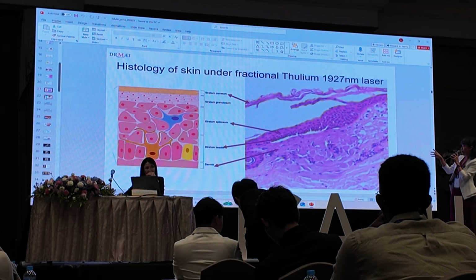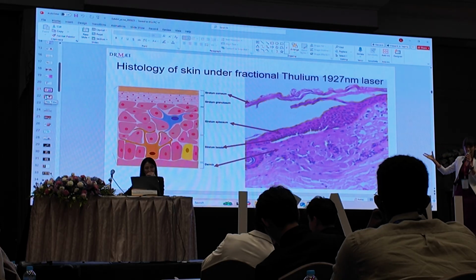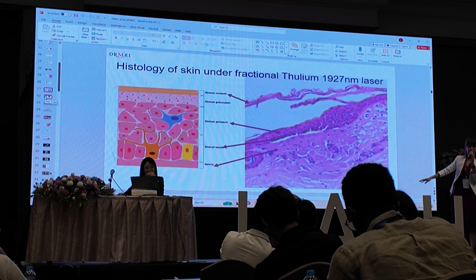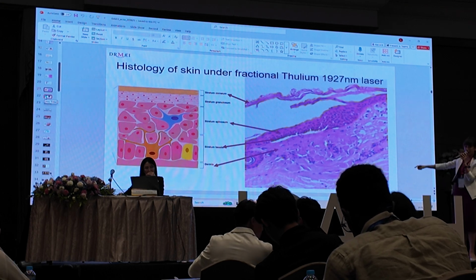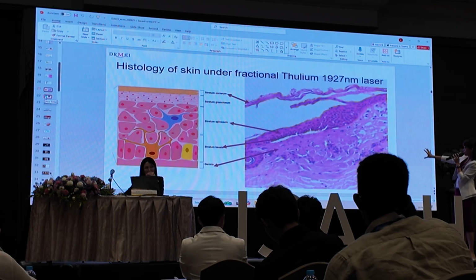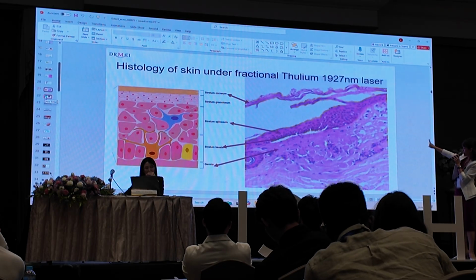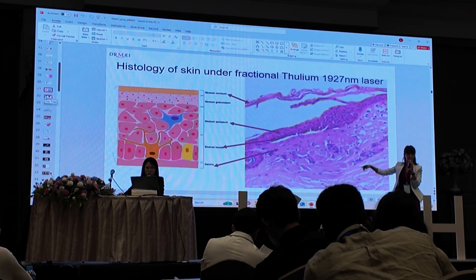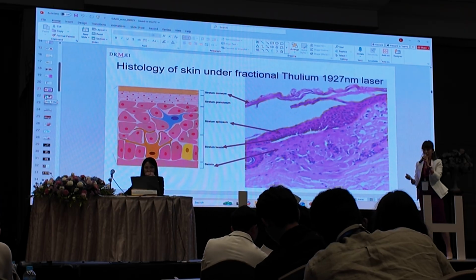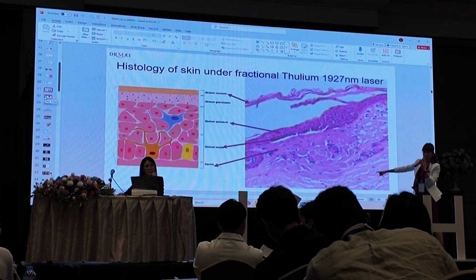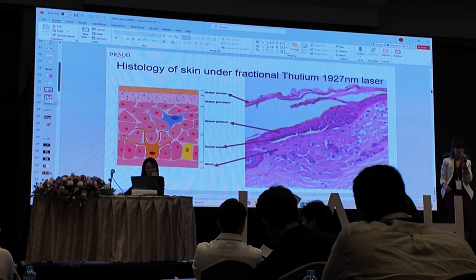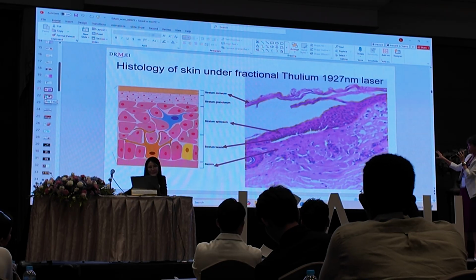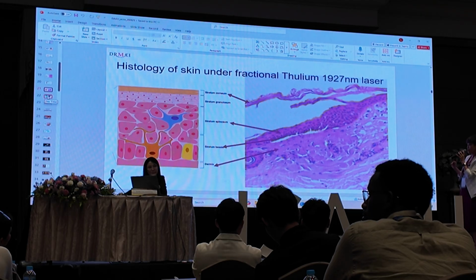This is the histology of the skin treated with the fractional thulium laser. One can appreciate the top stratum corneum is intact. The middle part is the epidermis, and the lower part is the dermis. In between the epidermis and the dermis, there is a gap created, which is the wound created by the laser. The upper part of the dermis is a little bit darker red, so it also has coagulation in the upper dermis area after the thulium laser.